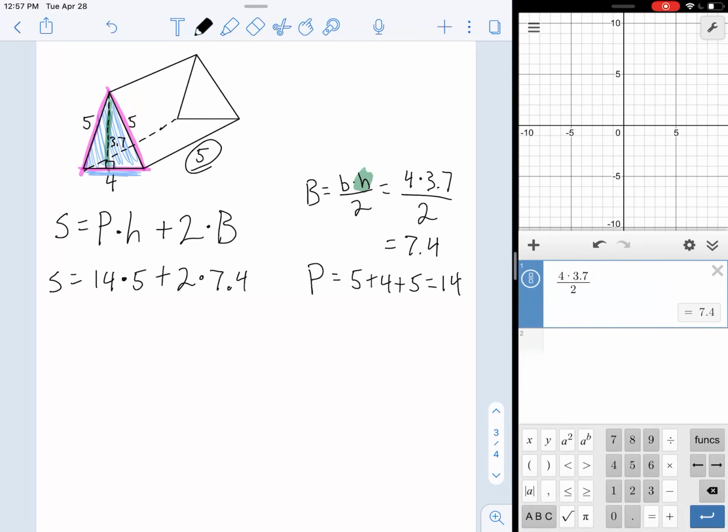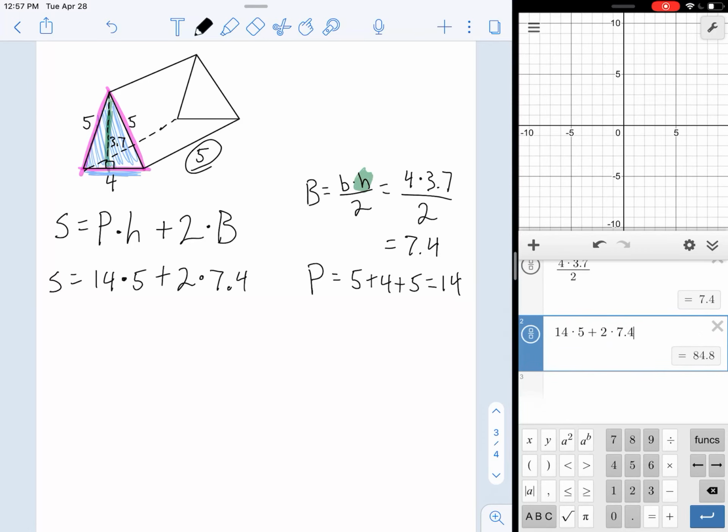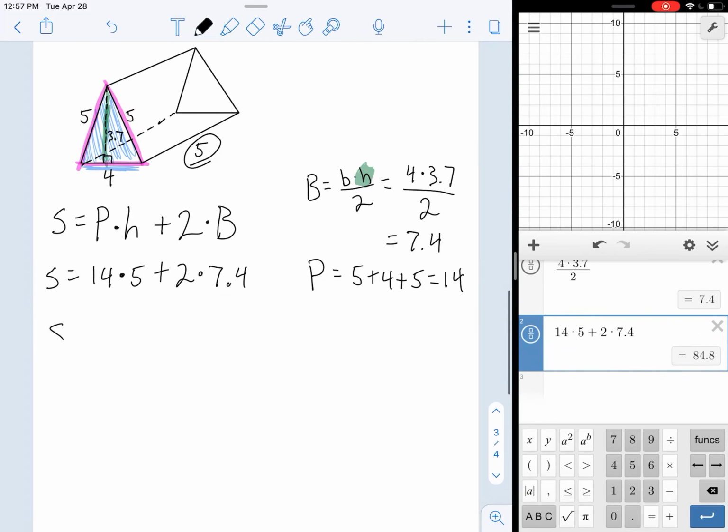Okay, so now what we're going to do is go into the calculator and type it all in. 14 times 5 plus 2 times 7.4. Oops, I didn't get my 7 in there. 7.4. All right, there we go. So my surface area to this is 84.8 inches, or inches squared, or meters squared.